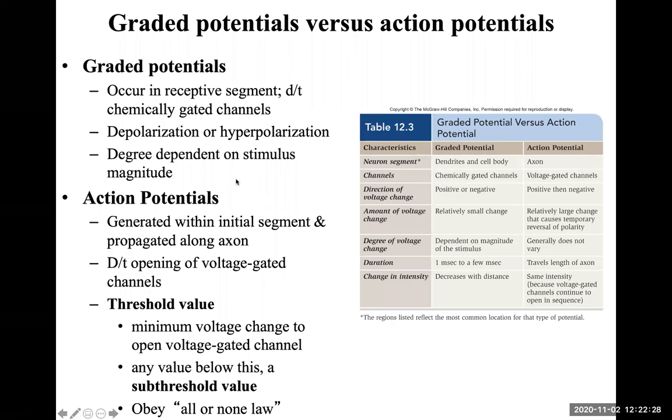Is there anything else I want to say on this side? I think that's it. Now, the concept of the sub-threshold value. A sub-threshold value would be any value that is below the threshold value. If we're below the threshold value, it's not going to be adequate for generating an action potential, right? We do have graded potentials that occur in a neuron that bring the value from -70 into a more positive direction.